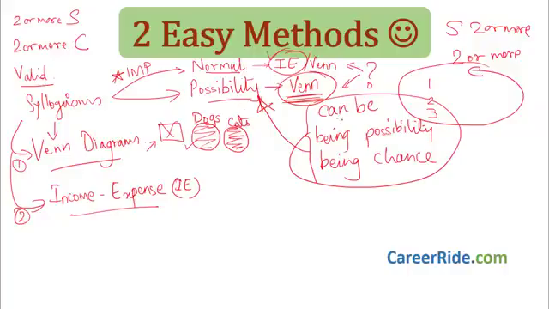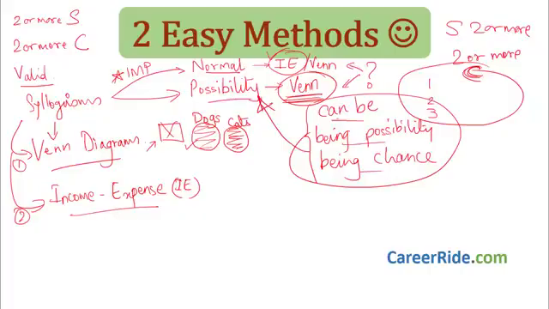If you see the words "can be", "being possibility" or "being possible", or "being chance" or "being part", or "there is a chance", something like that, if you see these words in the conclusion, not the statement, then the sum is a possibility sum and you have to use Venn diagram. If these words are not there, it is a normal sum.